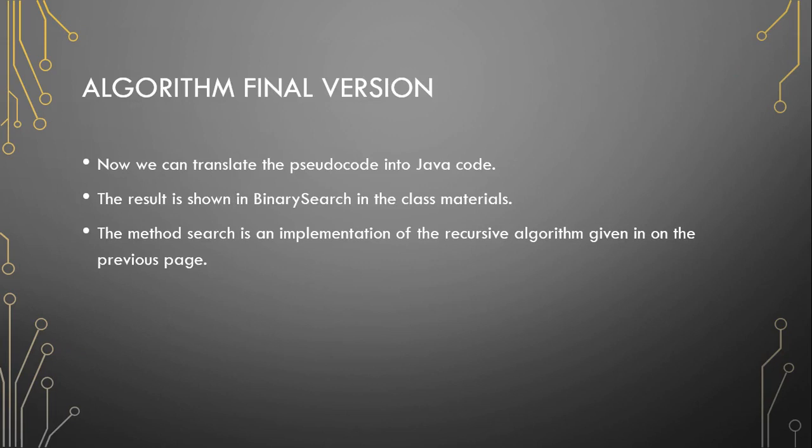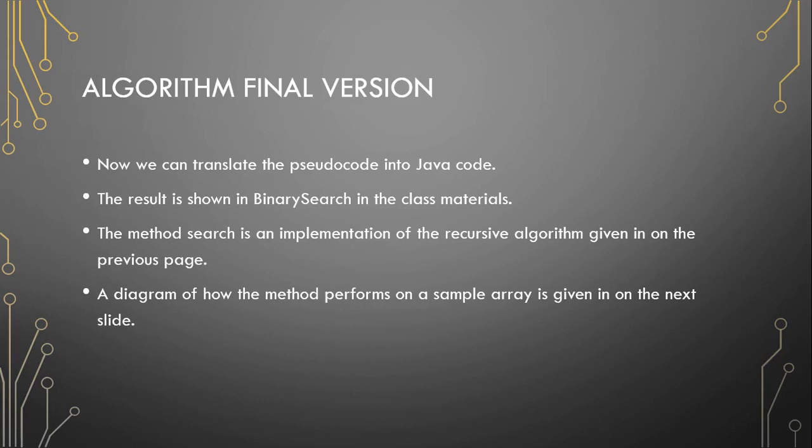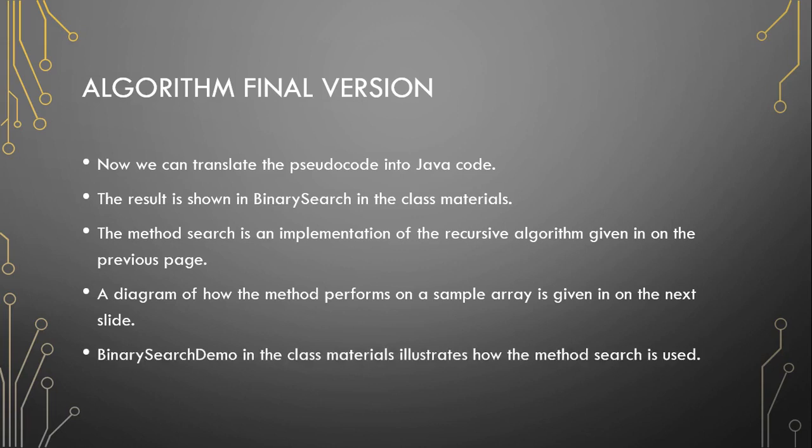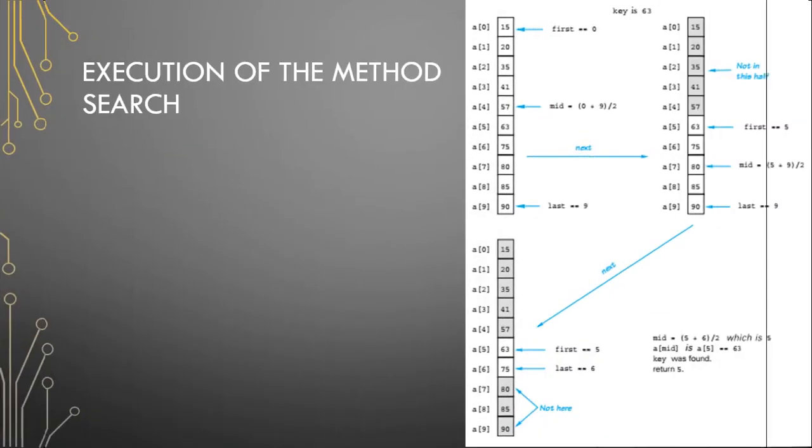Now, the method search is an implementation of the recursive algorithm given on our previous page. The diagram of how the method performs on a sample array is shown on the next slide, and the binary search demo illustrates how the method search is used. So let's look at the diagram here first.